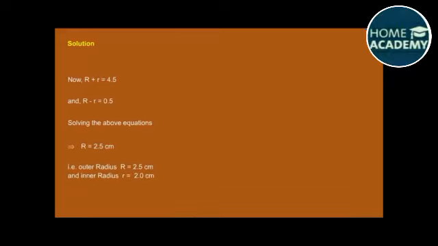Now, capital R plus small r is equal to 4.5 and capital R minus small r is equal to 0.5. Solving the above equations, capital R is equal to 2.5 centimeter. That is, outer radius capital R is equal to 2.5 centimeter and inner radius small r is equal to 2.0 centimeter.